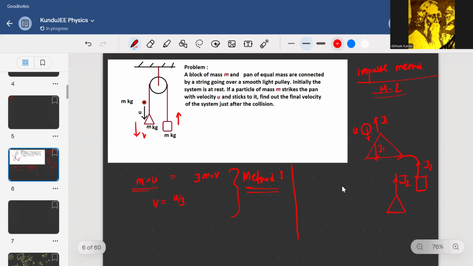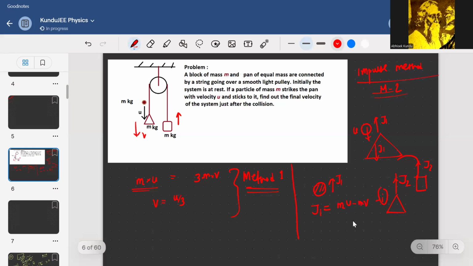Now we'll try to write the equations of motion. Now what is J1? Let us say that the final velocity of the system is v. Then what is J1? For the particle, we'll write the equation of motion. J1 is acting on the particle upward. J1 is the impulse, that means it will change the momentum of the particle. So J1 is equal to initial momentum mu minus mv. First equation is done.